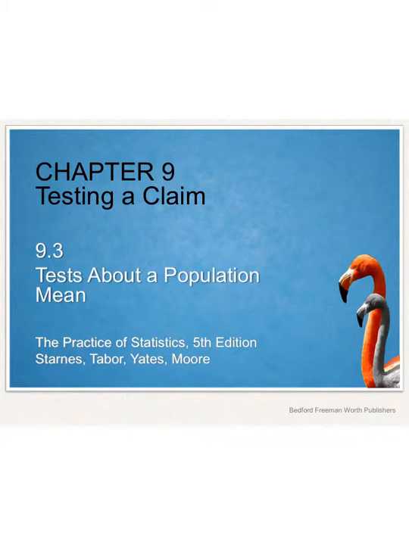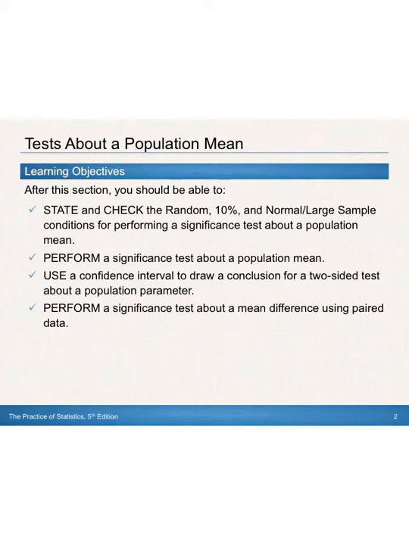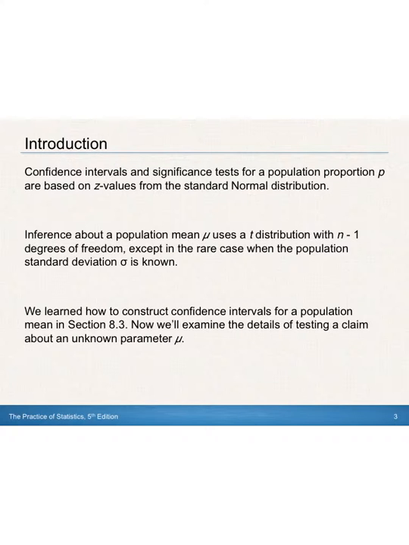Section 9.3 starts with significance tests using a population mean. These are connected, once again, to confidence intervals, and so a lot of the same calculations and a lot of the same conditions apply. We're going to go ahead and stick with just significance tests on this one. We'll come back to the other ones in a future lecture.